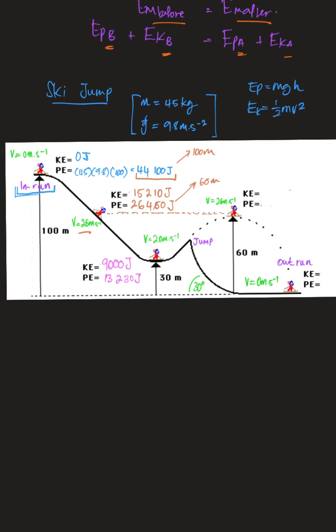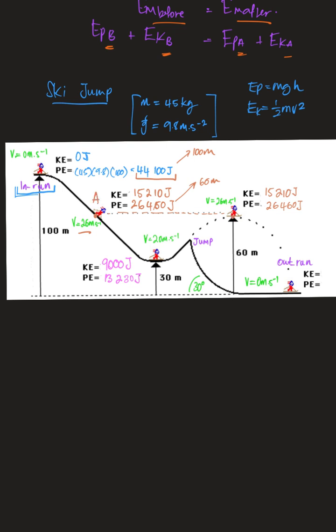Are we seeing that sort of situation? So can you see I'm getting closer to the ground? It went from 44 to 26,000, now to 13,000. Then you're going to jump. When you're jumping, you're back at 26 meters per second at 60. So you're back now again with this other calculation. Your kinetic energy is now 15,210 joules. And your potential energy is 26,460 joules.